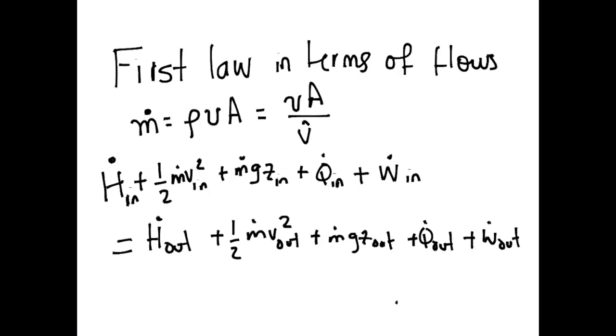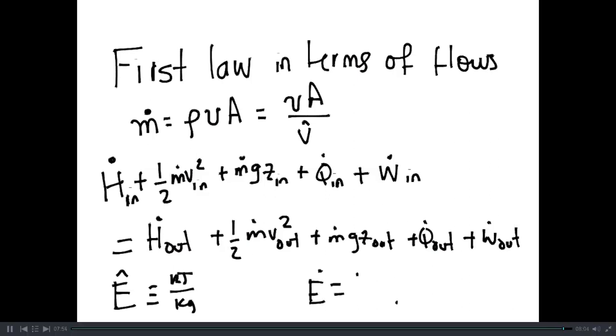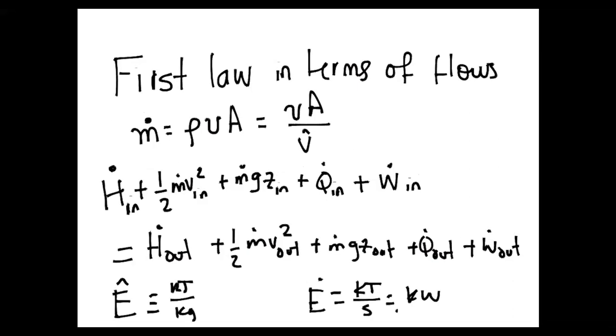And it is very important to understand that if we are working with specific energies, they are given in kilojoule per kilogram, while energies that are flows are in kilojoule per second, which is kilowatt. So whenever we're working with flows, this is in kilowatt.